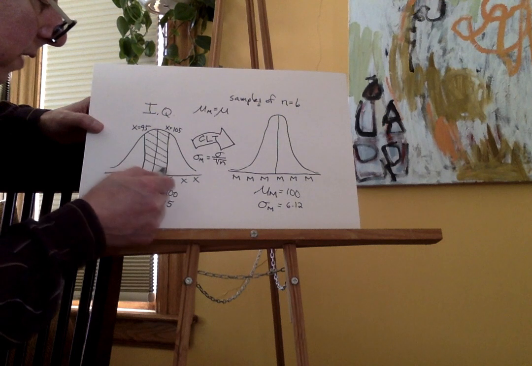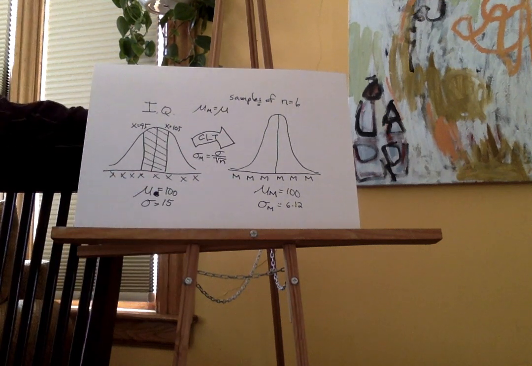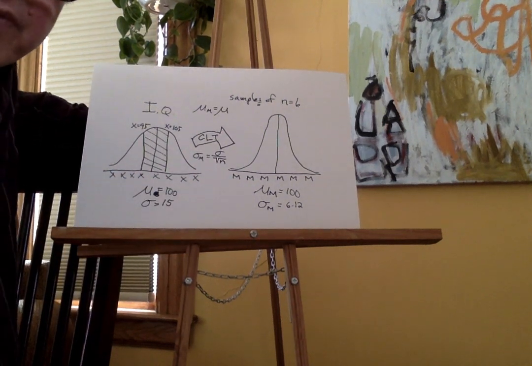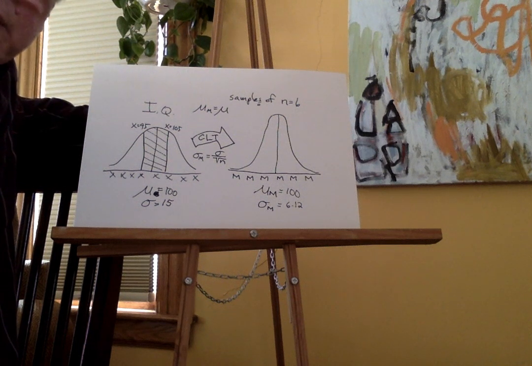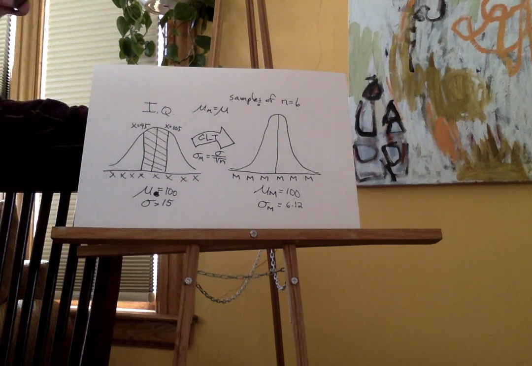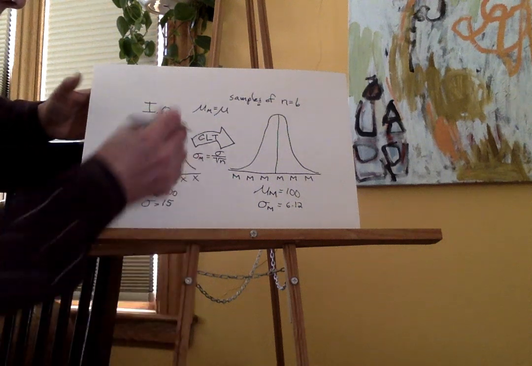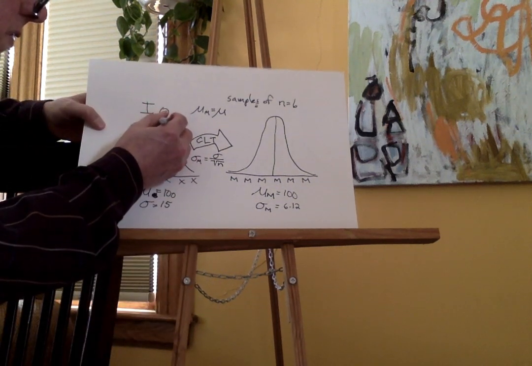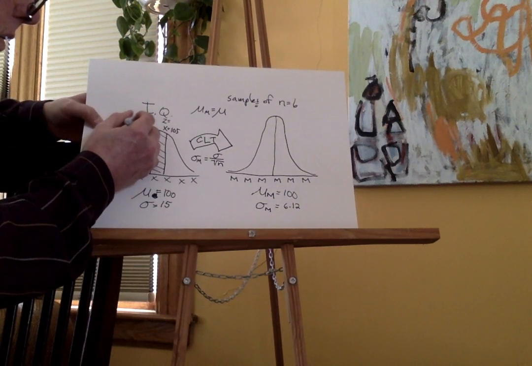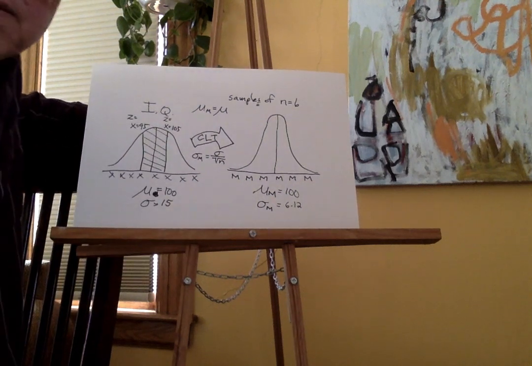I'm asking for this area here, okay? Well, we can get that area. We can absolutely get that area, okay? First thing we have to do, calculate the z-score for each of these.